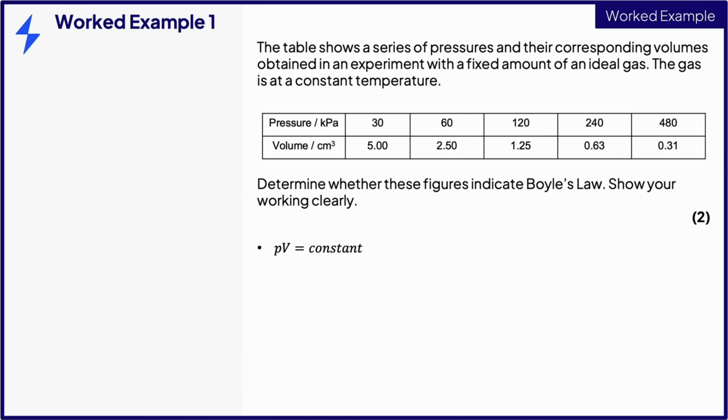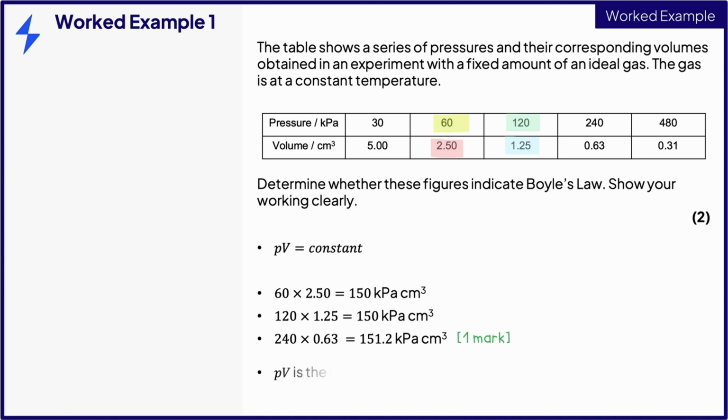We can show that the data matches this equation by putting in some values into the Boyle's law equation. For example, a pressure of 60 multiplied by a volume of 2.50 is 150. The same goes for a pressure of 120 multiplied by a volume of 1.25, and so on. Therefore, we can see that P times V is the same value each time, or in other words, as P is doubled, V is halved. These figures therefore indicate the gas obeys Boyle's law.